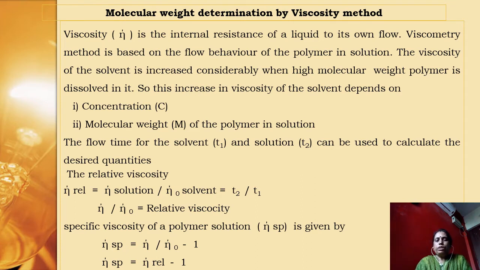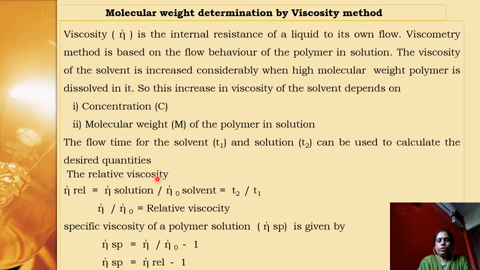Now the specific viscosity of a polymer is represented as eta sp. It is given by the formula eta sp is equal to eta by eta naught minus 1. We know that eta by eta naught is equal to the relative viscosity. So eta sp is equal to eta relative minus 1.